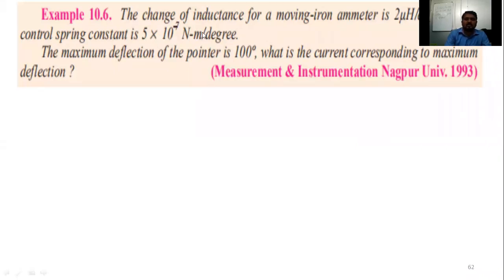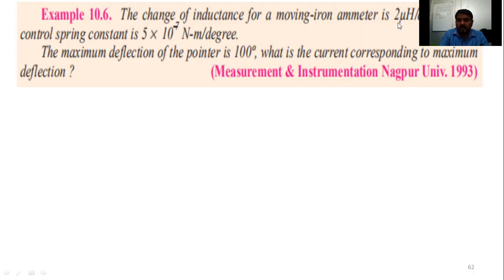See here, the change of inductance for a moving iron instrument is 2 microhenry per degree. Per degree, how much is it? 2 microhenry. The control spring constant is 5 into 10 to the power of minus 7 Newton meter per degree. The maximum deflection of the pointer is 100 degrees. What is the current corresponding to the maximum deflection? What is the given data? Can anyone tell me? Change of inductance means what?